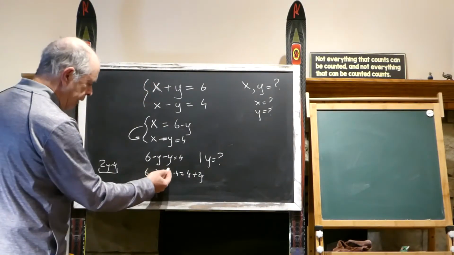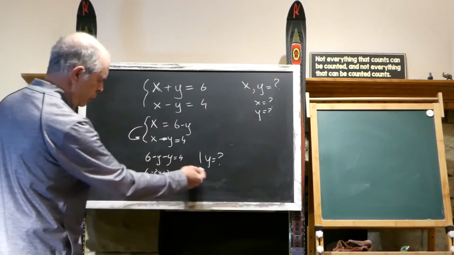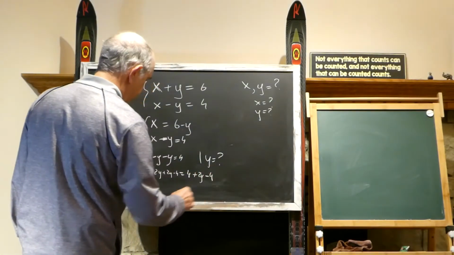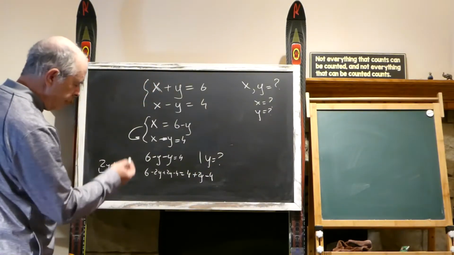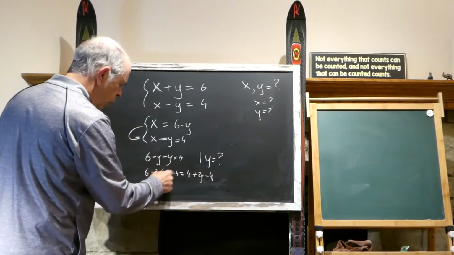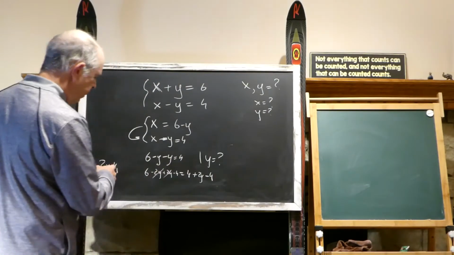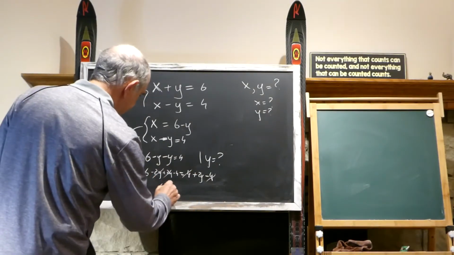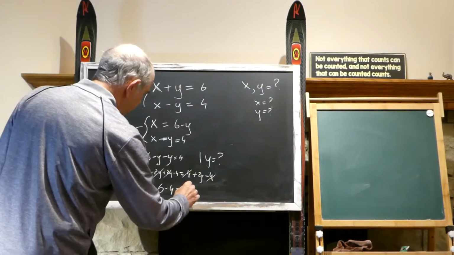We added it to the left side, we should add it to the right side, otherwise it would be not fair. Also then, and the trick is that we added 2y, so 2y is gone. And here we added minus 4, so minus 4 is gone. And we have simply 6 minus 4 equals 2y.